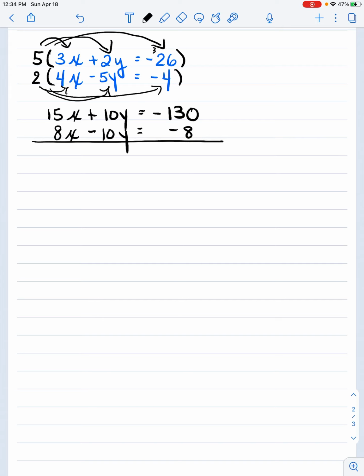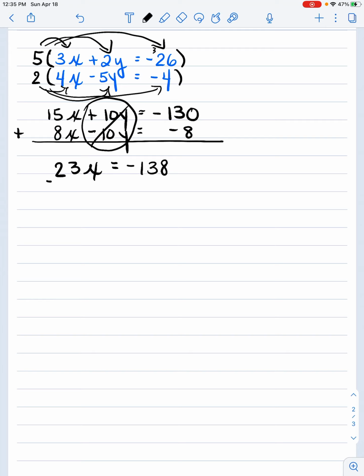Now, do you see I'm going to add, right? Because when I add positive 10y and negative 10y, they cancel out. Okay, so 15x plus 8x is going to be 23x, and 23x should be equal to, okay, negative 138.